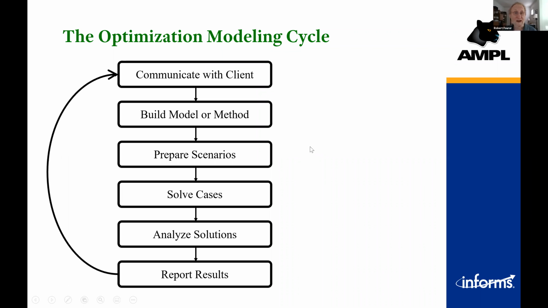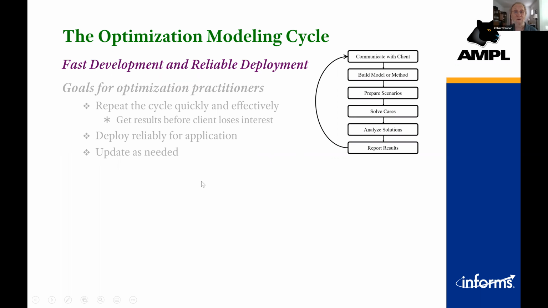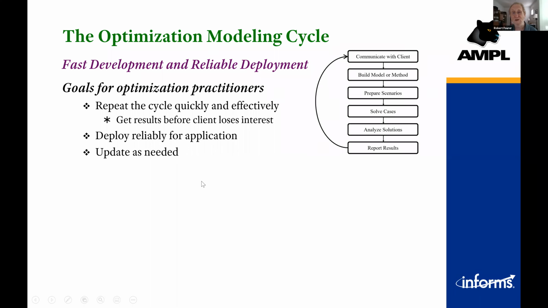And so that's where, in my title, the fast development and reliable deployment come in. That's what you want in order to carry out this optimization modeling cycle successfully. From the practitioner's point of view, you want to be able to do this cycle quickly and get some results that the client will actually accept before they lose interest in the problem.